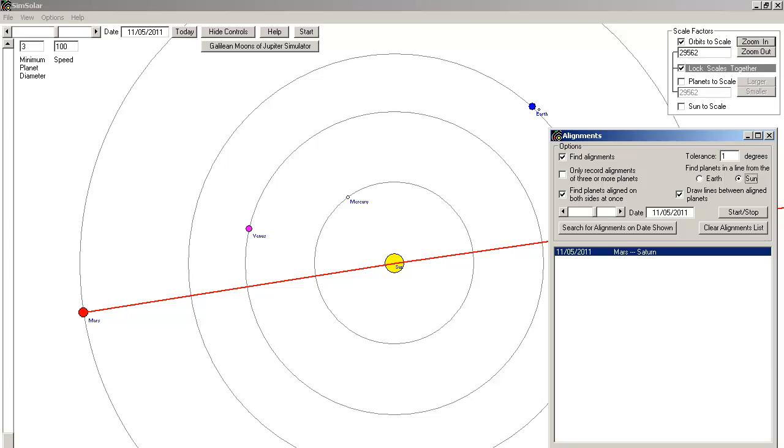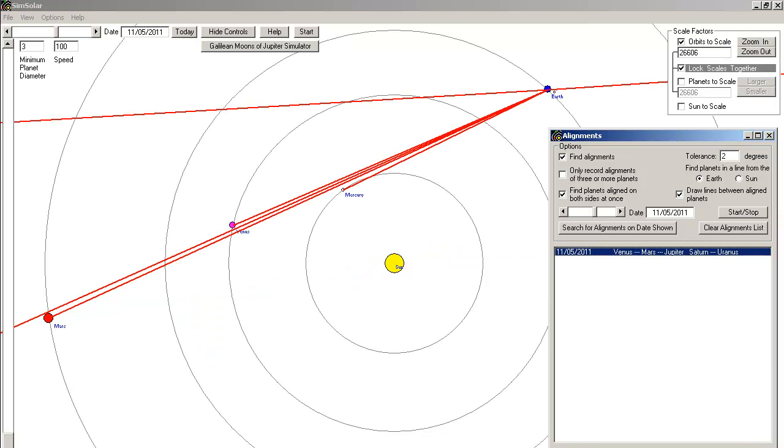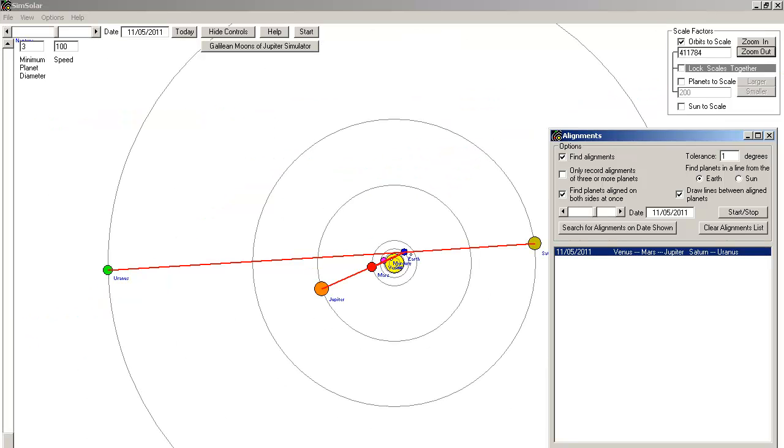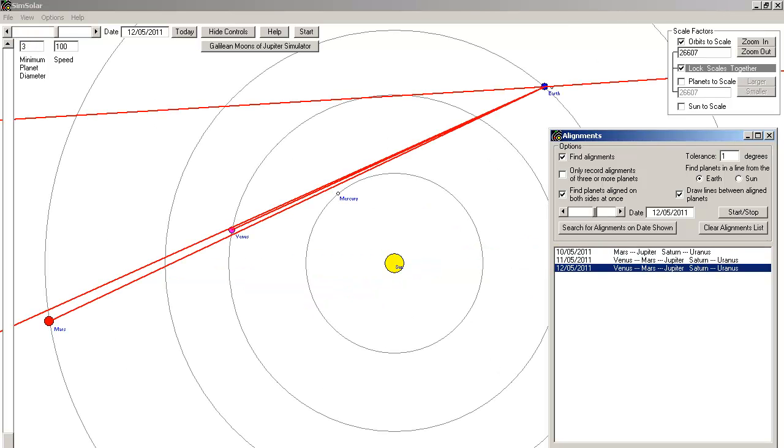So on this date, we have a straight three-way alignment between Saturn, the Sun, and Mars, as well as Earth, Mercury, Venus, Mars, and Jupiter, and Saturn, Earth, and Uranus. That is a total of six planets plus the Sun. And as we have seen, the following day, the 12th, the Moon also comes into alignment, but not including Mercury.